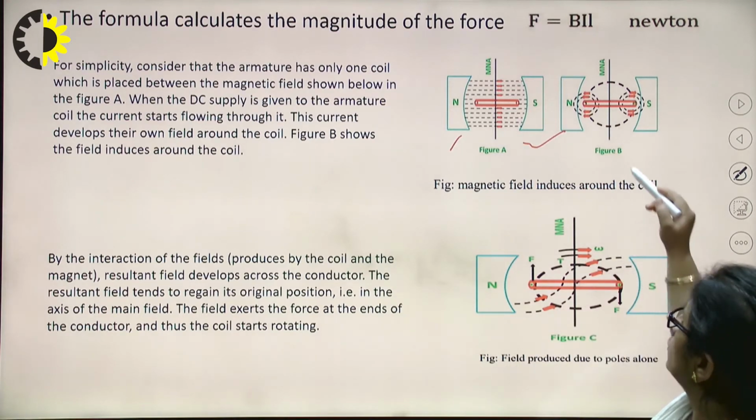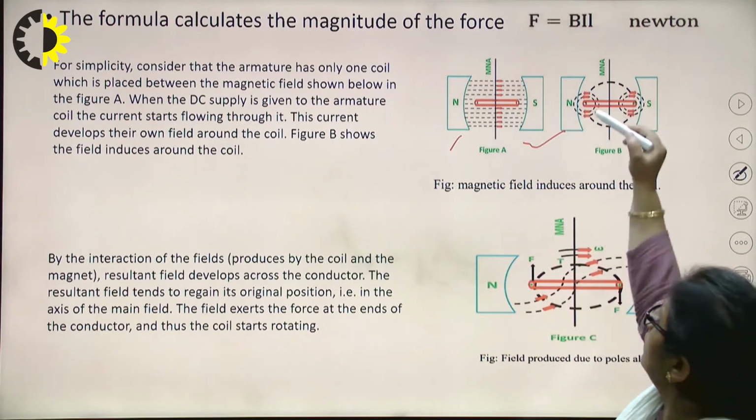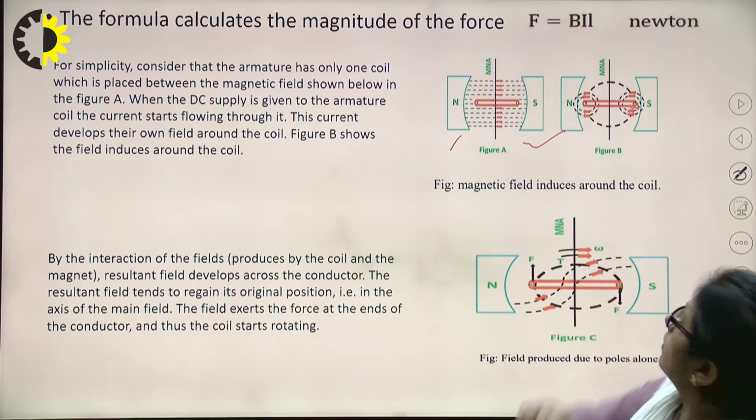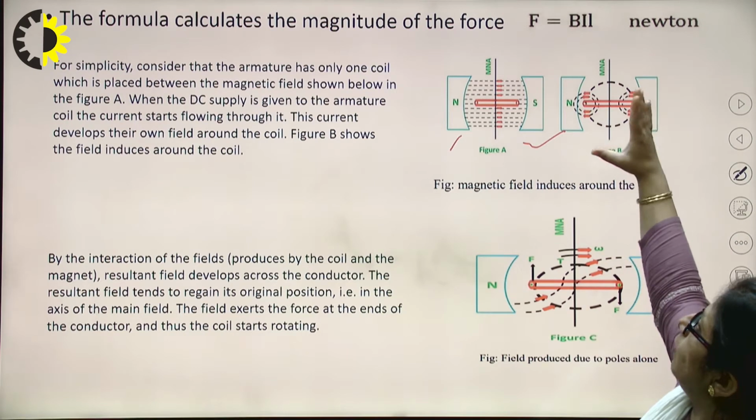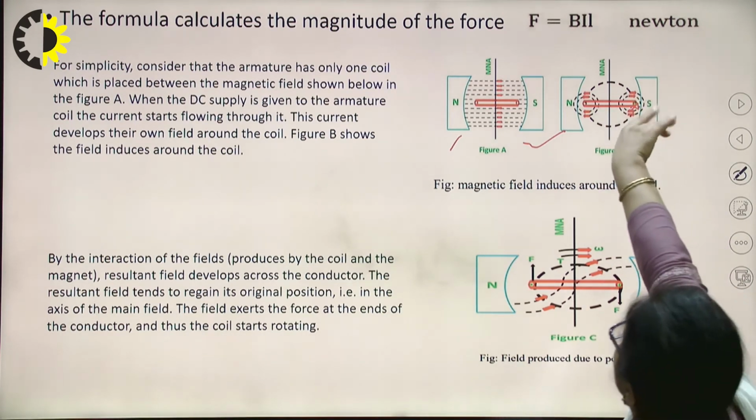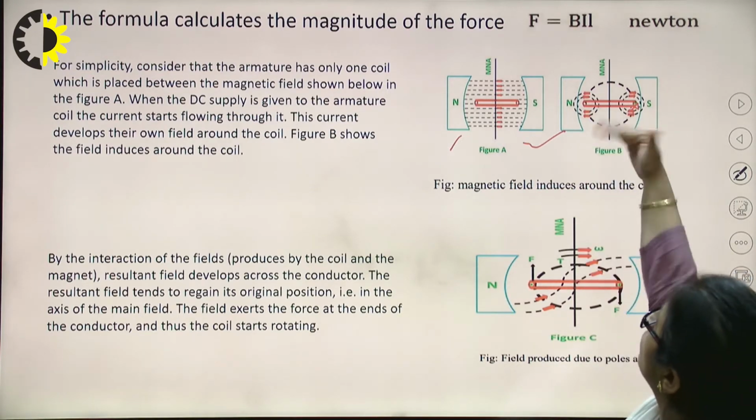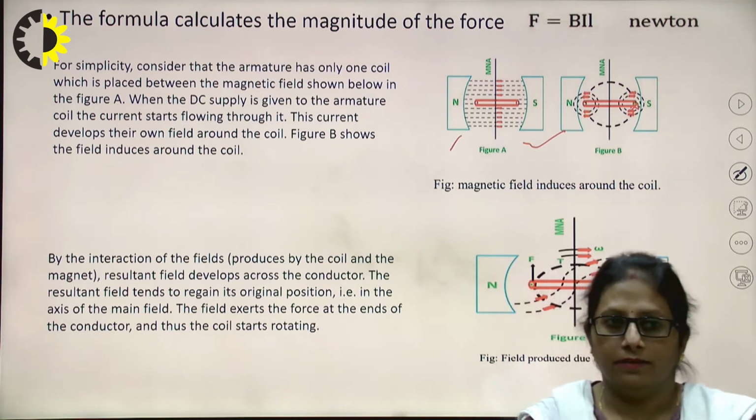This figure shows you the field being created by the conductor itself. Right here it's a dot and here it's a cross. So according to that, the field created by this would be inward here and outward here, so it will be like this and like this. So I will have the field created by the current carrying conductor.